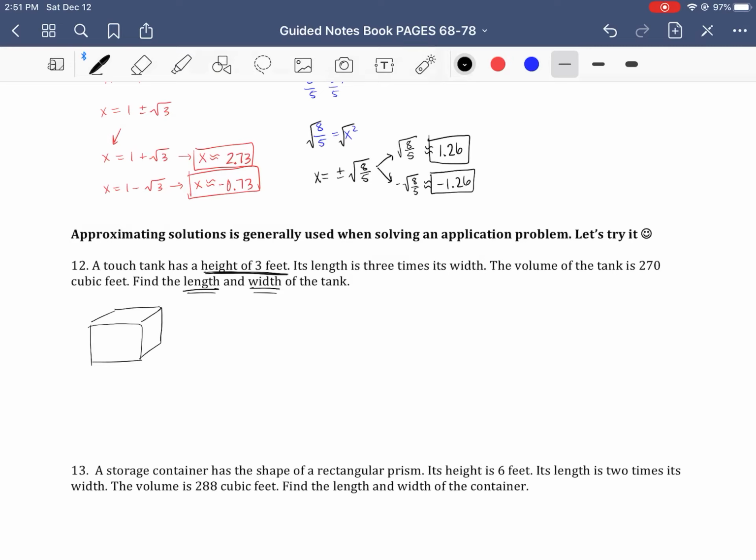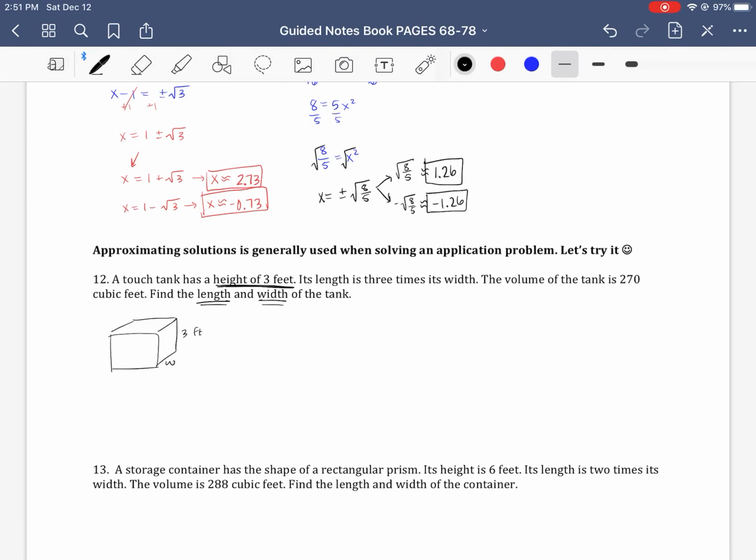Here's my touch tank, and it looks like it told me the height is 3 feet, and the length is 3 times its width. So if this is W, then this one must be 3W. The volume of the tank is 270 cubic feet. So 270 is equal to length, in our case 3W, times width, times height. So notice once we've set up our volume equation, we've got 270 is equal to 3W times W times 3, which is 9W squared.